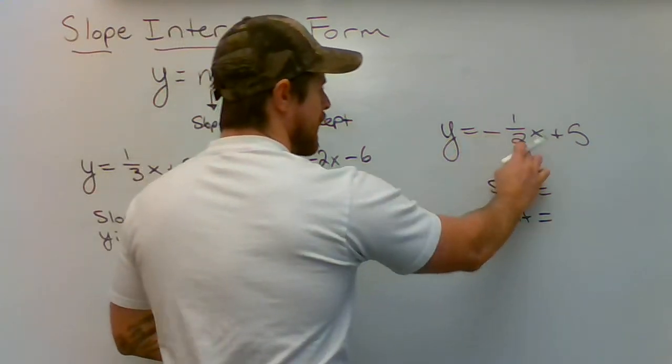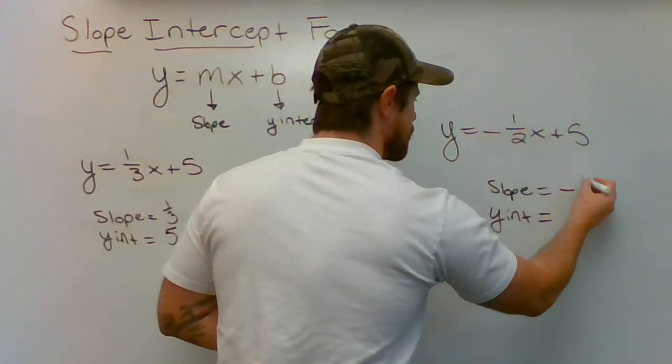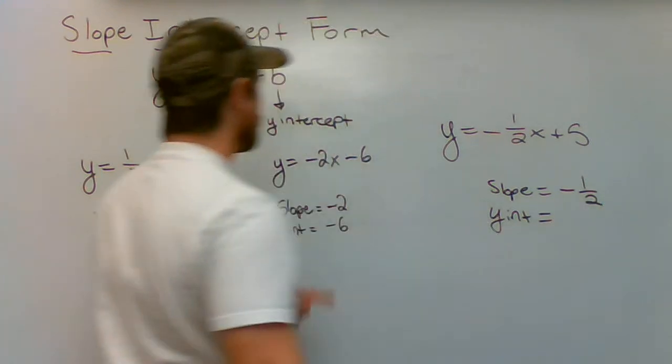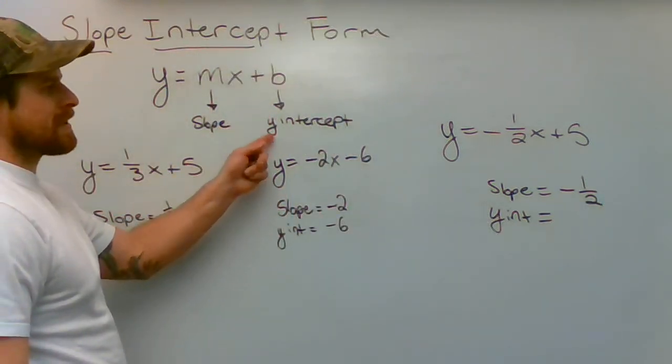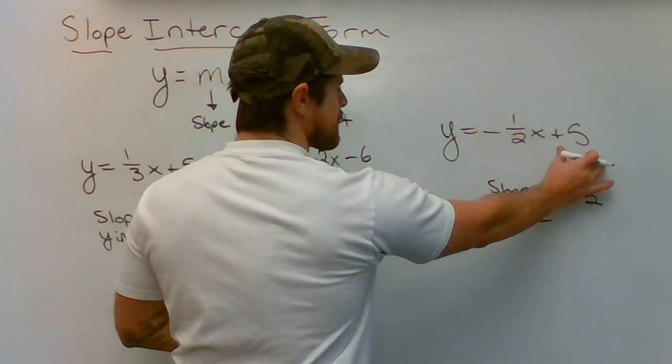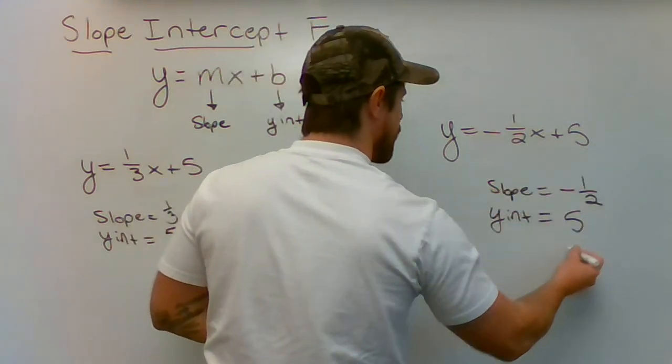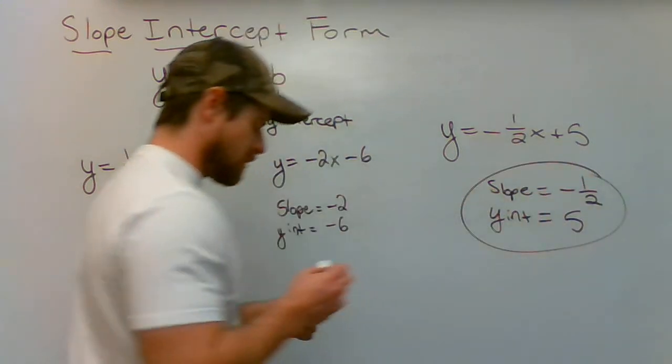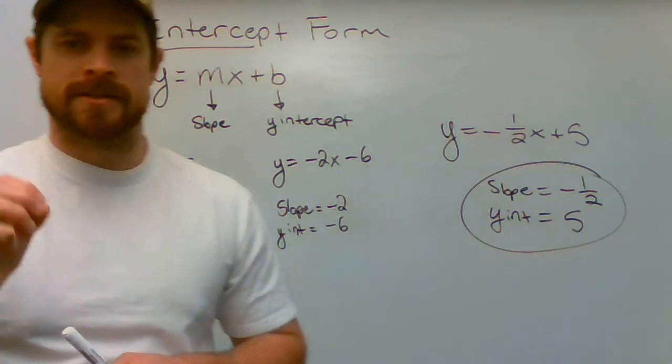Because negative 1/2 is attached to the x, my slope here is negative 1/2. And because the b, the number all by itself, is my y-intercept, in this case, 5 is the y-intercept. Your answer would be slope is negative 1/2, y-intercept is 5.